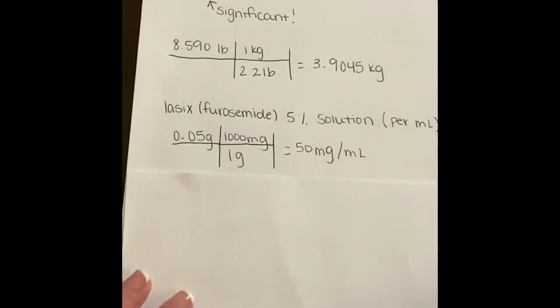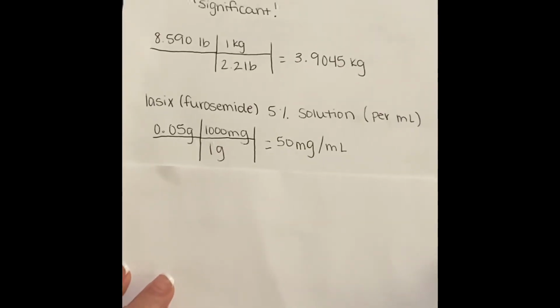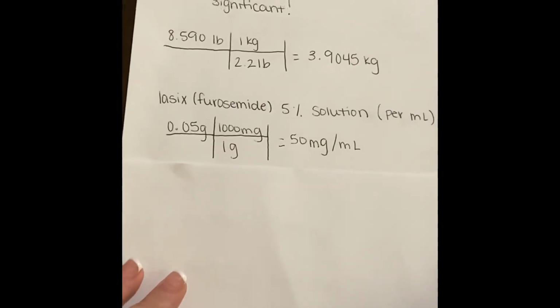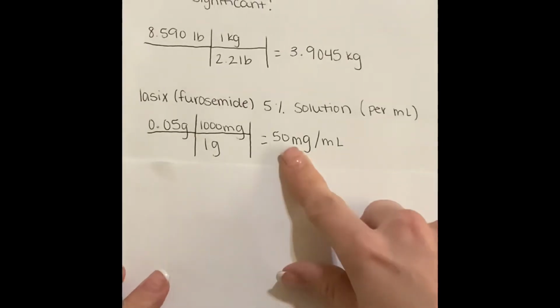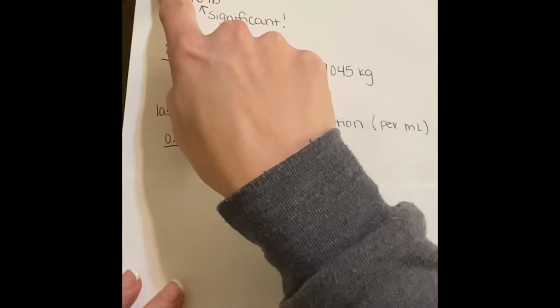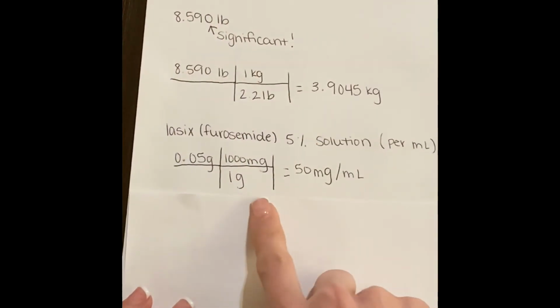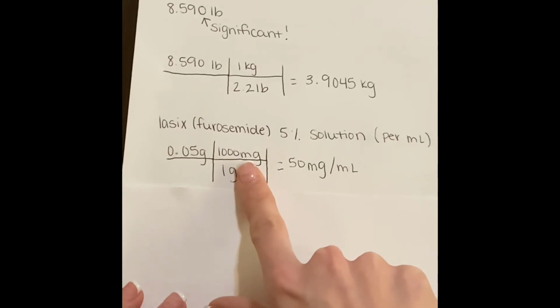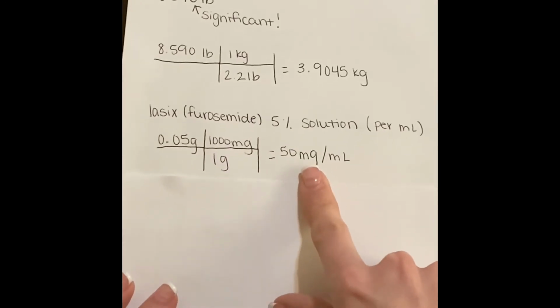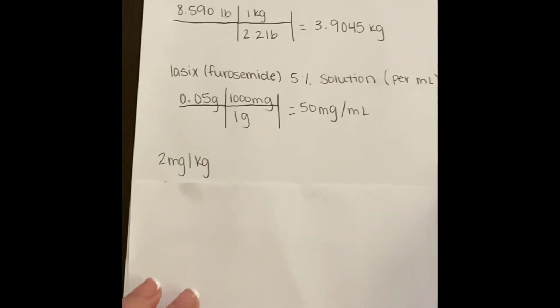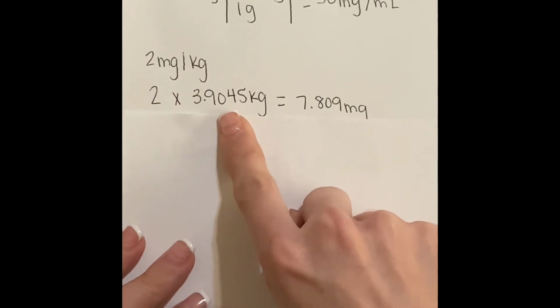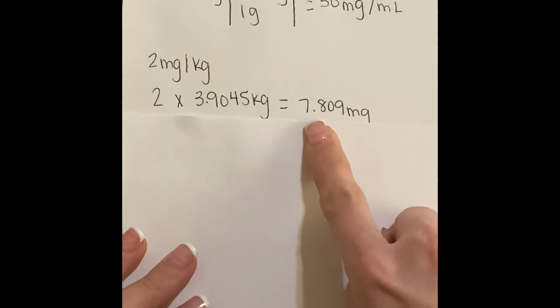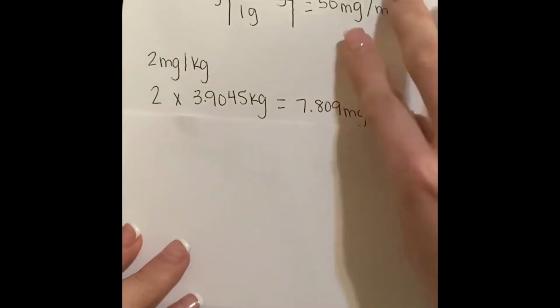So if we convert the 5% into a decimal, it's 0.05, and that is grams. And there is 1 gram per 1,000 milligrams. And we need the milligrams because our dose is in milligrams, it's mg per kg. So we're going to convert this and multiply this across to get our milligrams. That gives us 50 mg per mL. And our dose is 2 mg per kg. So what we're going to do is multiply 2 mg by our kilograms. So our patient needs 7.809 milligrams.